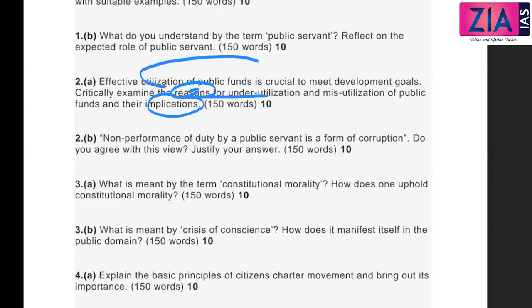So what will be the impact if effective utilization of the public fund is not there? Here they are saying it is crucial to meet developmental goals. So the impact you can write directly from here. The developmental goals will be compromised. That is the impact, a direct impact that you can see from the question. Apart from that, whatever is coming to your mind and whatever you feel like, you can write over there.